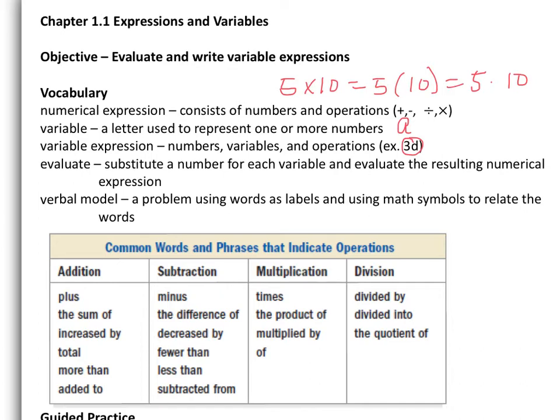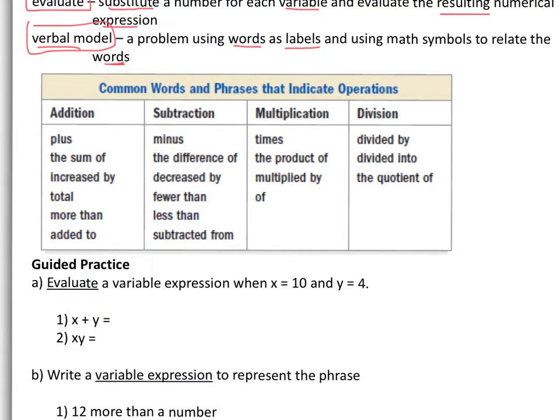Evaluate is a very important term for chapter 1. To evaluate means to substitute a number for each variable and then evaluate the resulting numerical expression. I will show you how to do this later. A verbal model is a problem using words as labels and using math symbols to relate the words. We will discuss these two concepts in greater detail later.